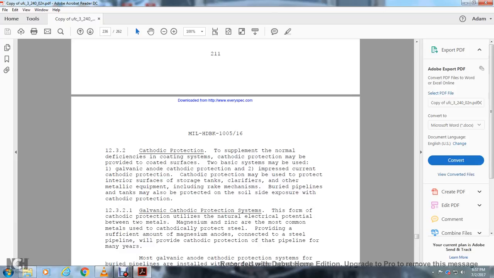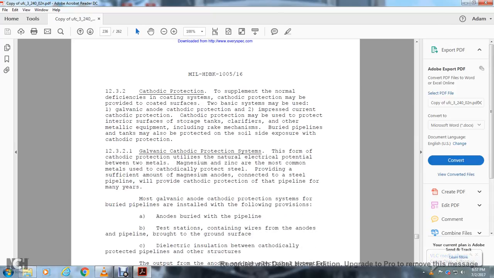12.3.2 Cathodic protection. Supplement the normal deficiency of the coating system. The cathodic protection for the coated surface of the basic system may use galvanic anode cathodic protection or impressed current cathodic protection. Cathodic protection may be used to protect the interior surface of structures, clarifiers, and other metallic equipment, including rake mechanisms and buried pipelines. Tanks may also be protected on the soil side exposure with cathodic protection.